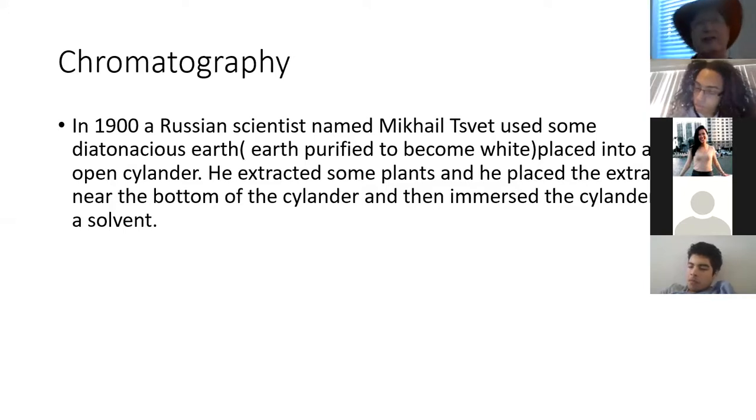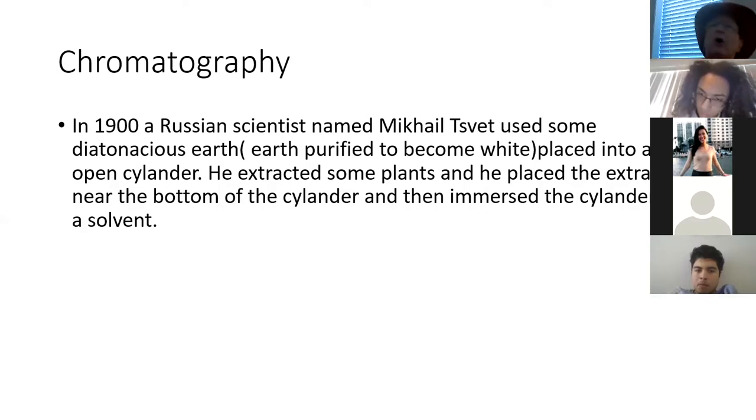And this was basically studied by a botanist, a Russian botanist around 1910. And this guy, Mikhail Tswett, he used diatomaceous earth. Diatomaceous earth is ultra purified earth that ends up being white. And what he did was he put this into an open cylinder. Then he took some plant material and he extracted the plants with something like wood alcohol or something like that. So that instead of jamming solid plants in there, he extracted some of the stuff out of the plants and that dissolved in the wood alcohol.